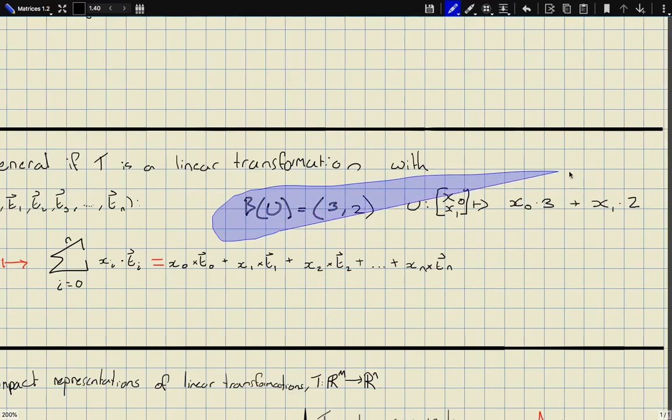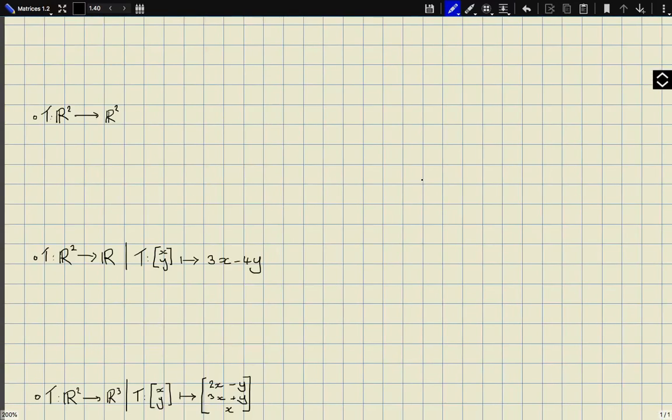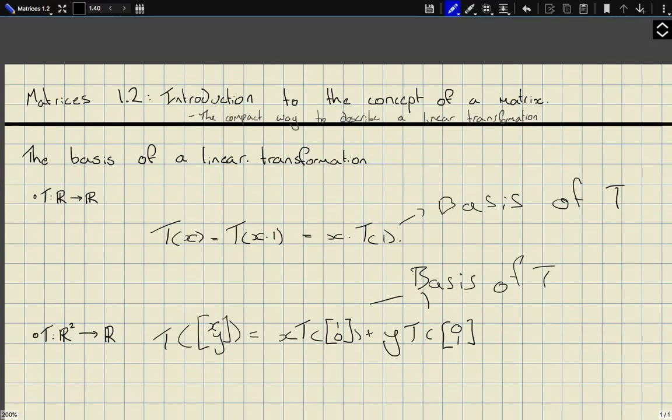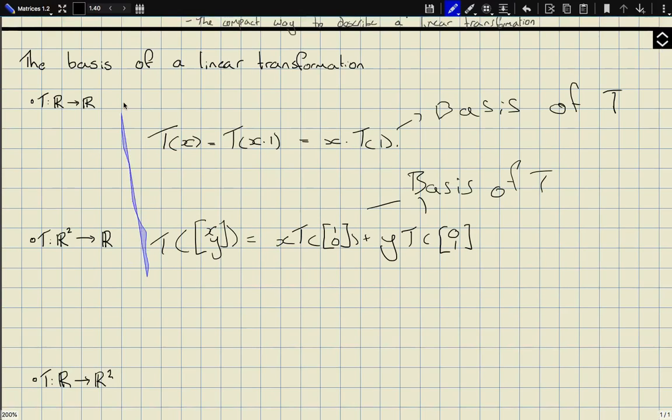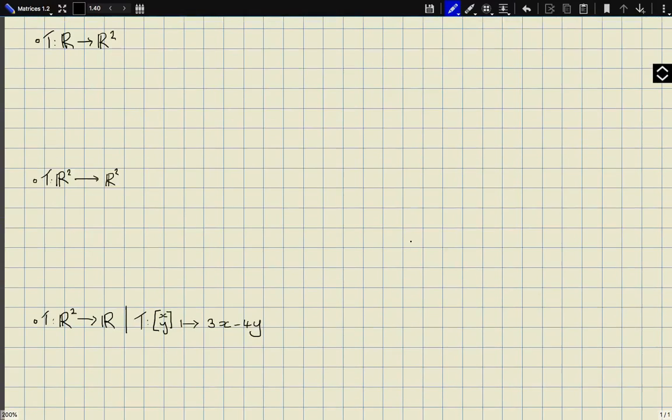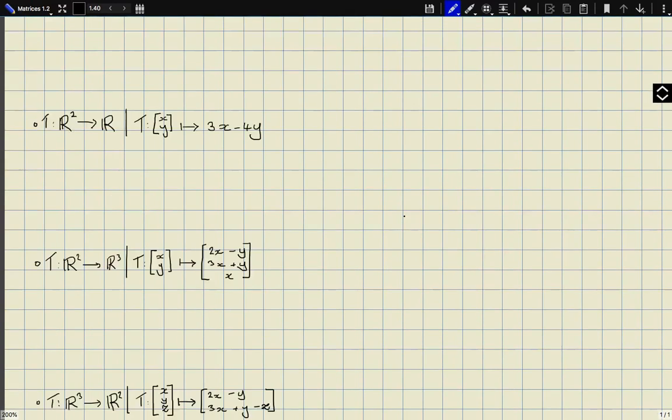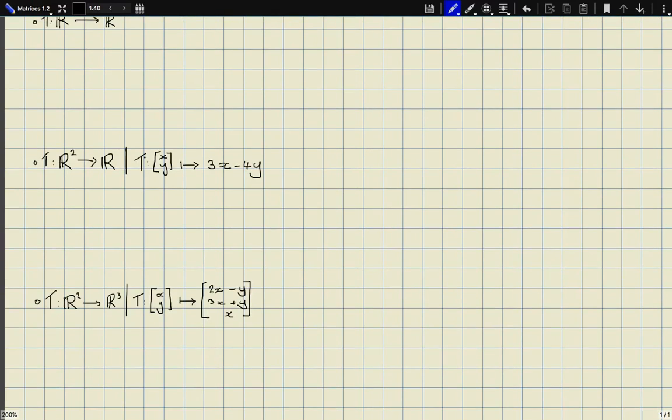Okay, so with that in mind, let's jump up a bit and try and figure out the bases of these transformations. So let's look at some specific cases, and then we'll come back up here to some more general cases to try and figure out their basis. Here we have a transformation from 2 dimensions to 1 dimension, where T of (x, y) is 3x minus 4y. So here T takes (x, y) to x times 3 plus y times negative 4. And so we would say that the basis of T is (3, -4), just like that.